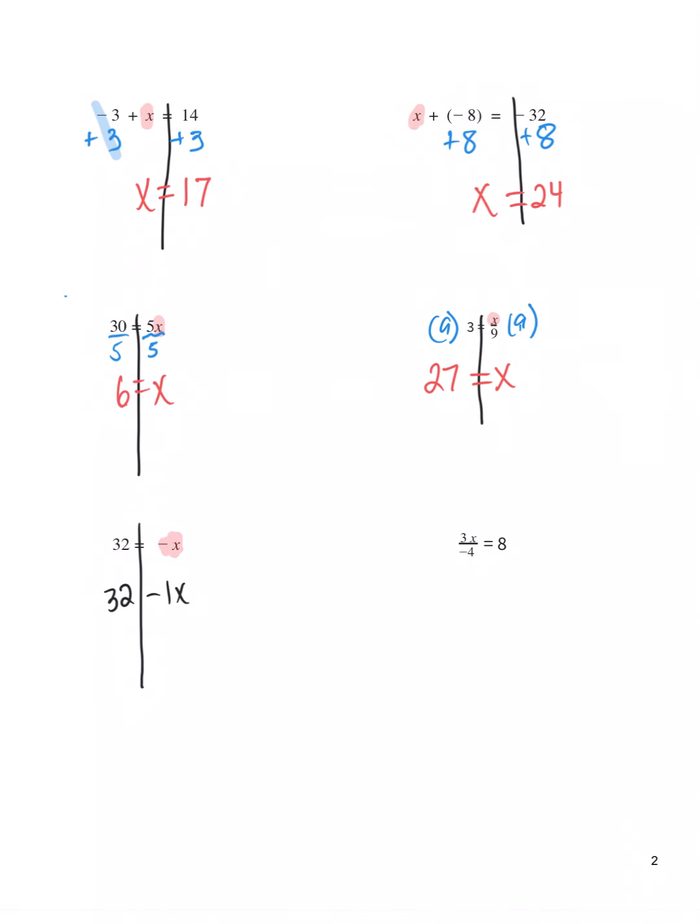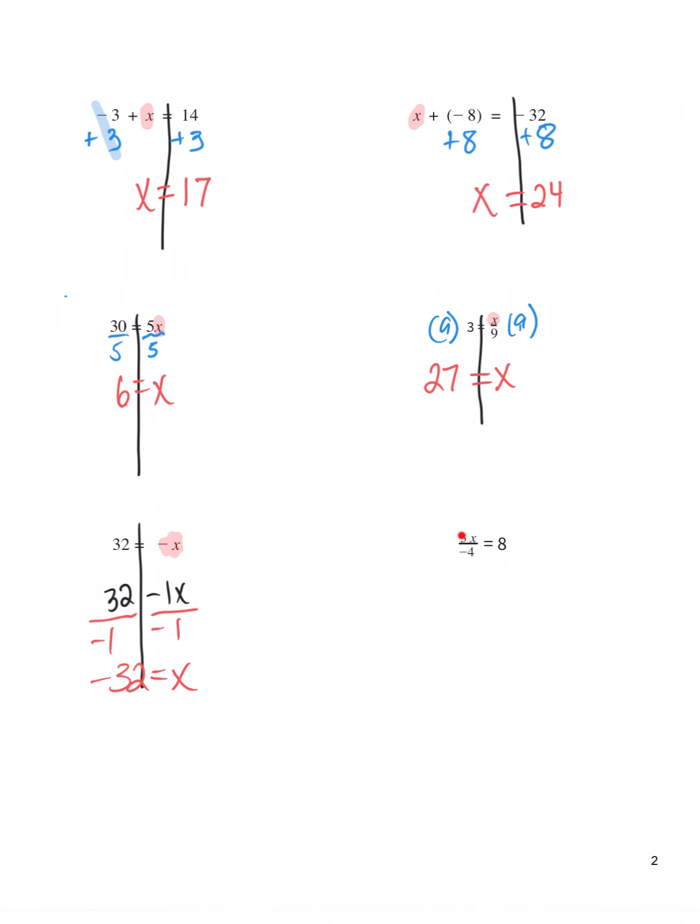Well, now we do the inverse operation. The opposite of multiplication is division. So I'm going to divide both sides by negative 1. 32 divided by negative 1 is negative 32. And negative 1 divided by negative 1 is positive 1. So we're left with just simply x. Negative 32 is equal to x. All right, last one.